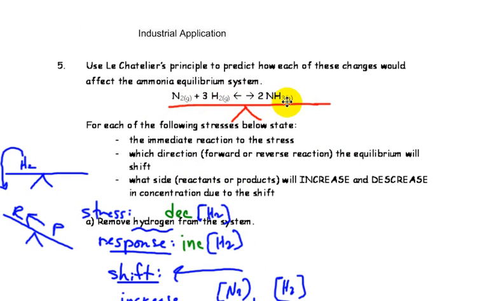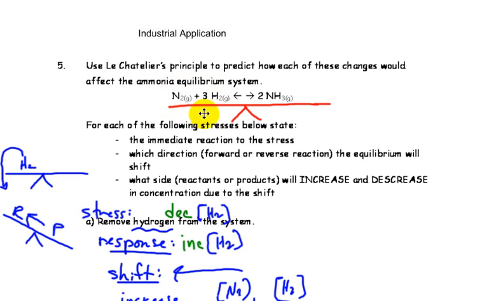So there's other things we can do to make it shift to the right. In order to make things shift to the right, the teeter-totter would have to be out of balance. It would have to be heavy on the left. So we could add nitrogen, add hydrogen, remove ammonia, because then it would be light on that side. If this was an exothermic reaction, if I took away heat, it would try to replace it by shifting to the right.